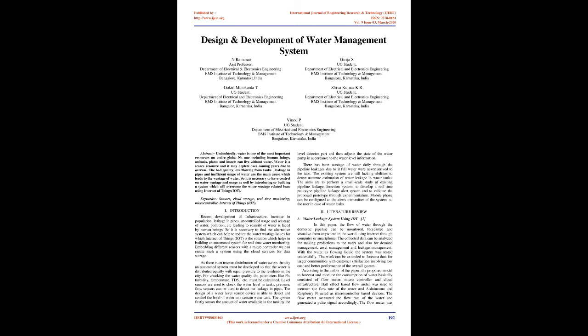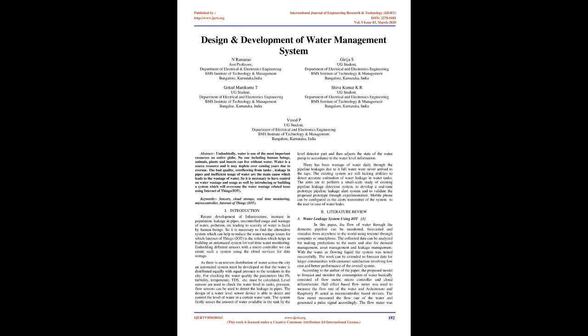The bad quality, overflowing from tanks, leakage in pipes, and inefficient usage of water are the main causes which lead to the wastage of water. So it is necessary to have control on water wastage and usage as well by building a system which will overcome the water wastage related issue using Internet of Things, IoT. Keywords: sensors, cloud storage, real-time monitoring, microcontroller, Internet of Things, IoT.